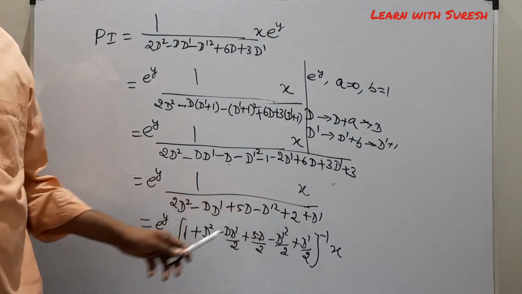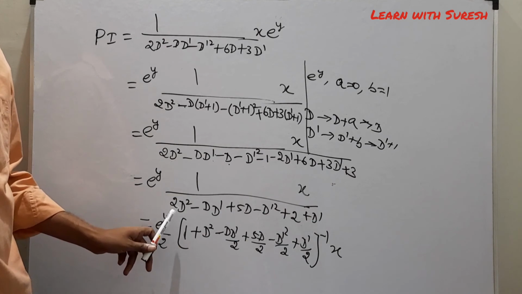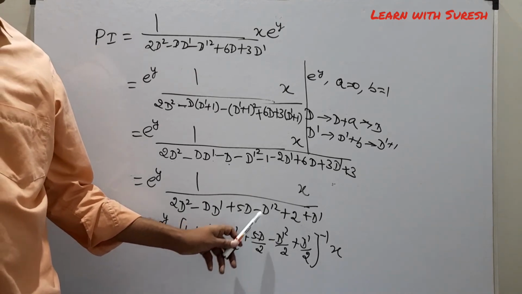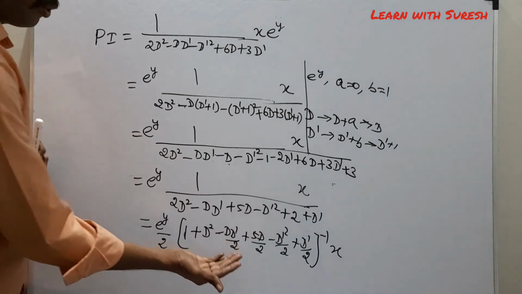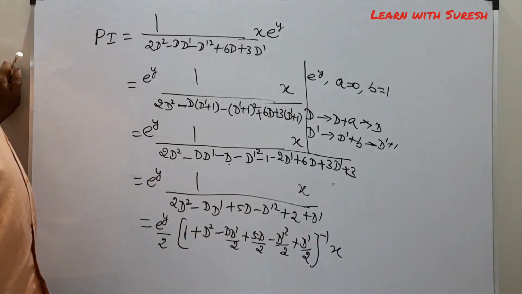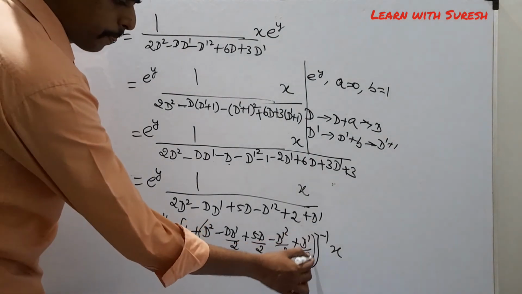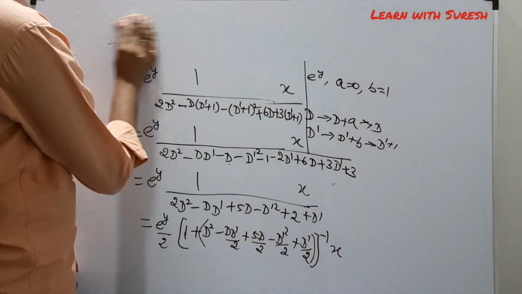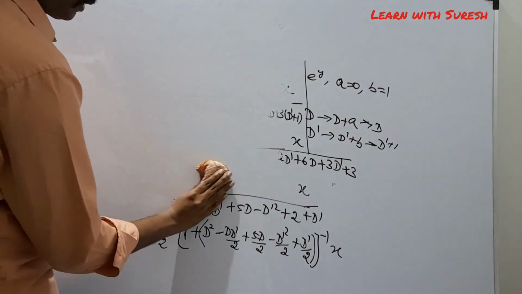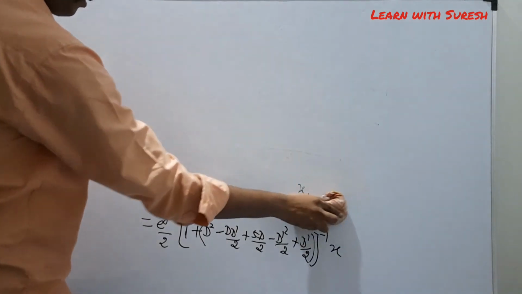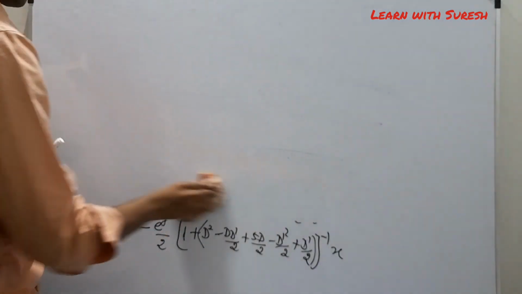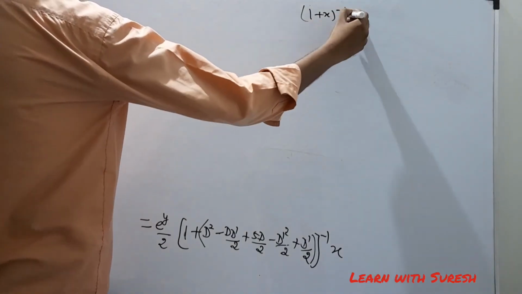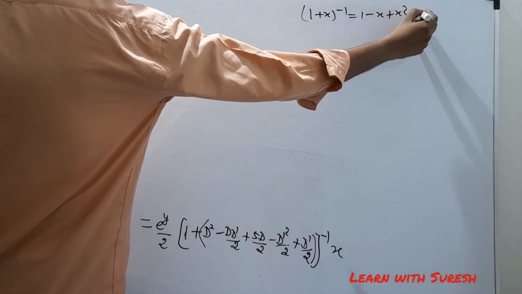Here I have taken this constant outside. The remaining terms I have written, that is 1 plus D² minus DD'/2 plus 5D/2 minus D'²/2 plus D'/2, and I took the denominator to the numerator, so I have written whole power minus 1. I can use this bracket because it is like (1 plus x) power minus 1. How to expand this term using the formula (1 plus x) power minus 1 equals 1 minus x plus x² minus x³ plus etc.